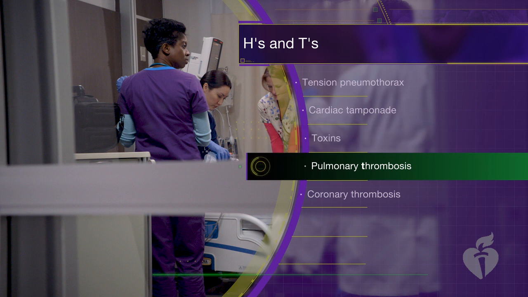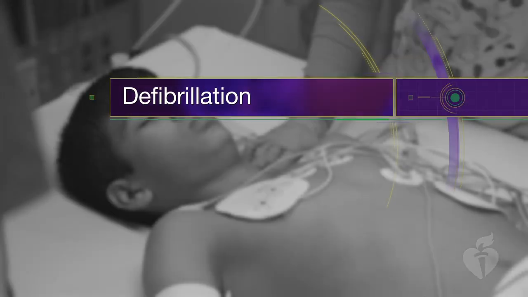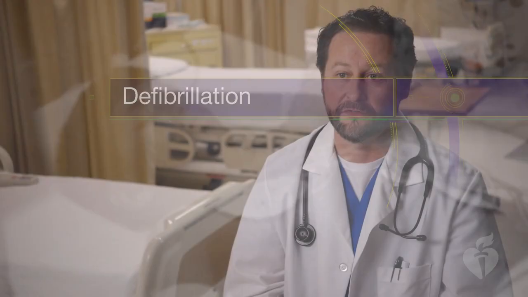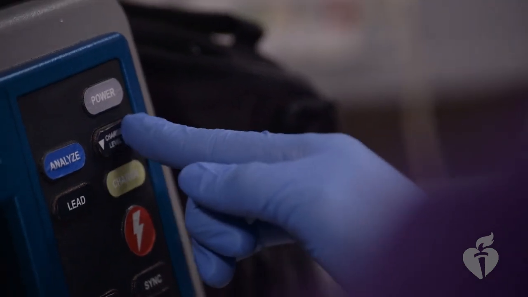A pulmonary thrombosis or pulmonary embolism is a blood clot from a large vein that breaks off and travels to the pulmonary artery where it becomes lodged. A coronary thrombosis is a blood clot that forms within a blood vessel of the coronary system. CPR alone may not save the life of a sudden cardiac arrest victim. A shockable arrest rhythm requires CPR and defibrillation.